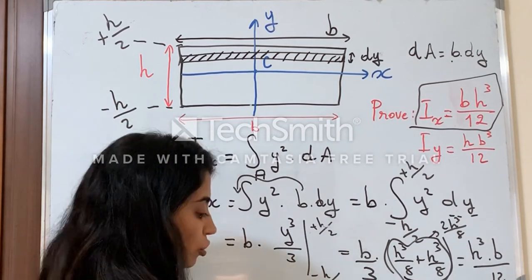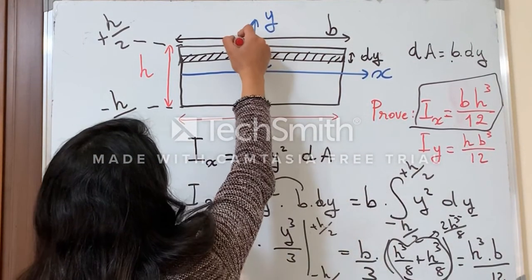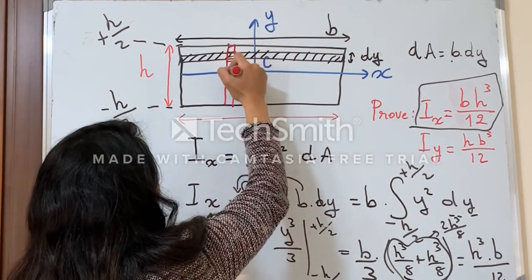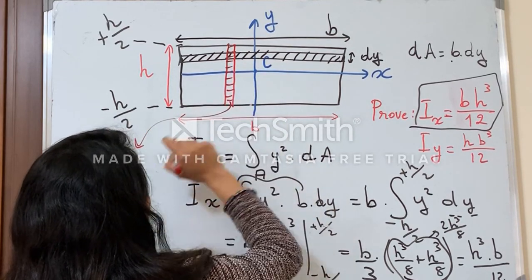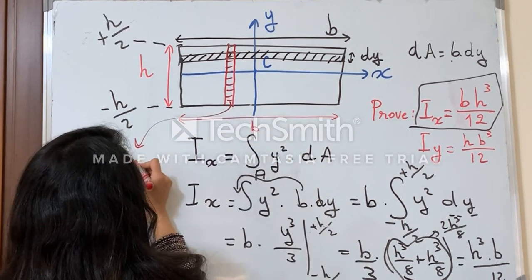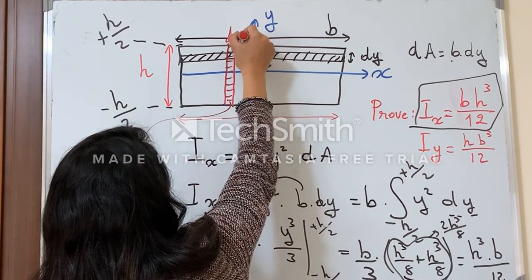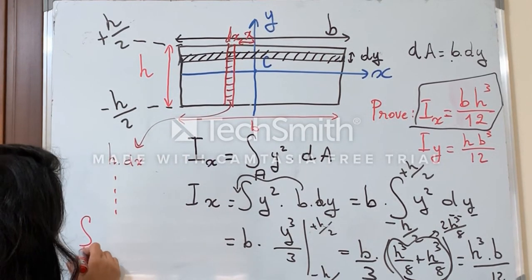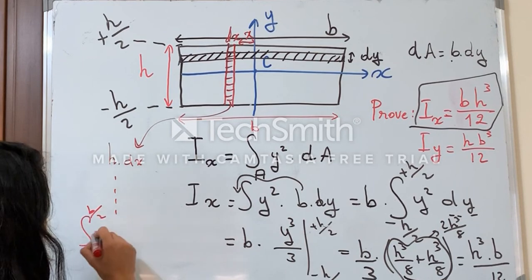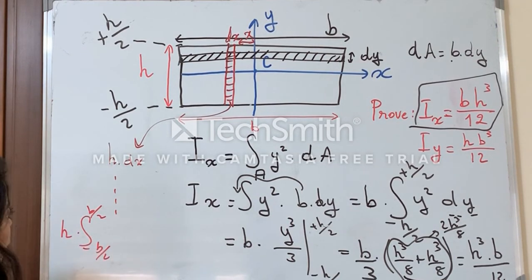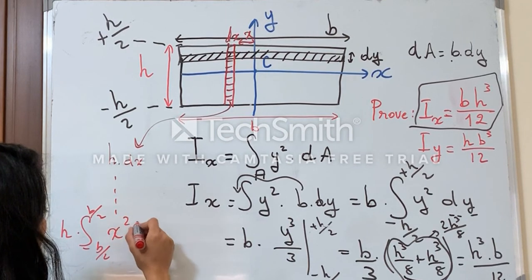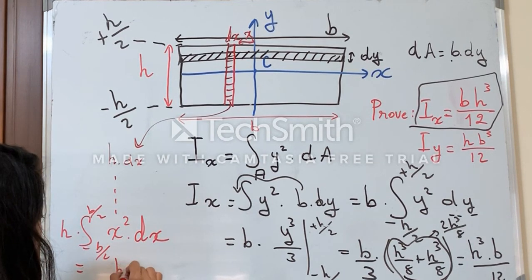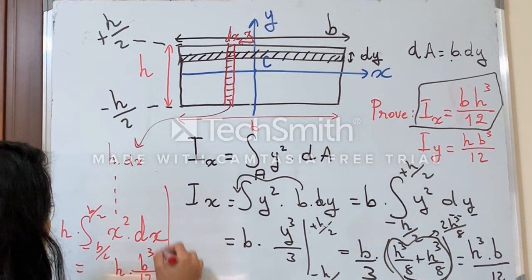Now for the second equation, what you have to do is to take a differential area. Since it is around y, you should take a differential area parallel to y, and this differential area will be basically h times dx, and of course the distance will be x, and then you will use the same method. So the integration here will be between minus b over 2 and b over 2 of h, which comes out before the integration, times x squared dx, and this will give me basically hb cubed over 12, so you can do it by yourself.